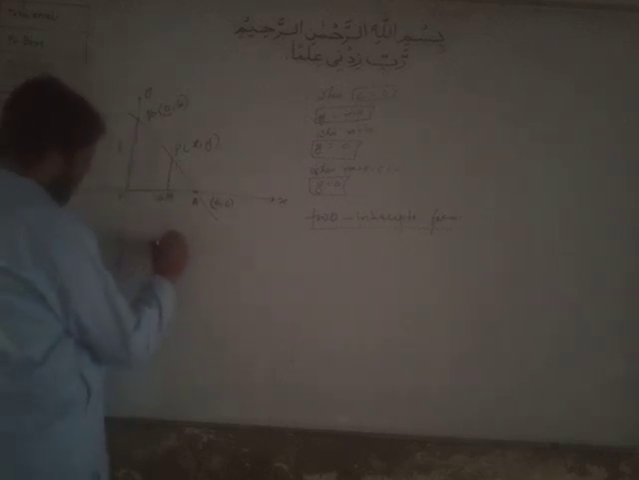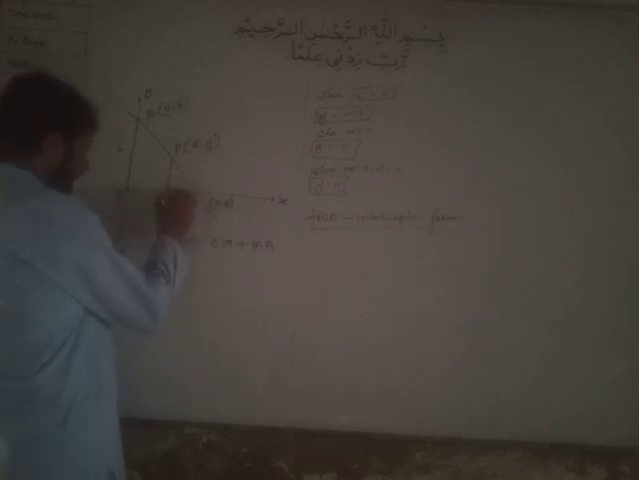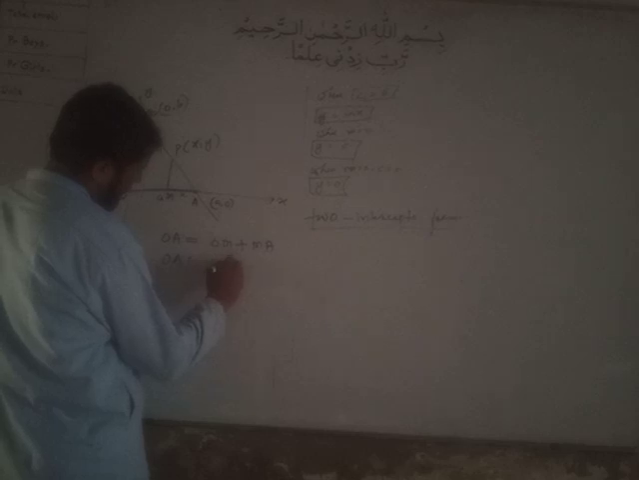So this is O. Okay. Here we can say OA is equal to OM plus MA. So here this line is x and this complete line is a. So OA is equal to x plus a.